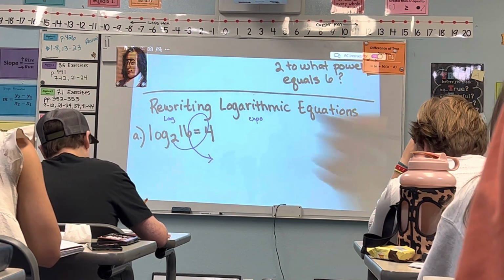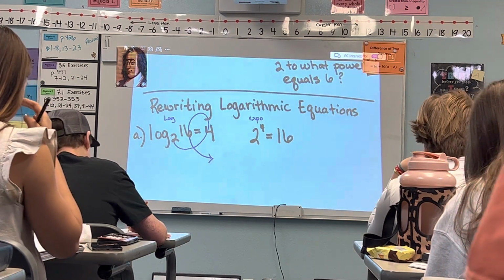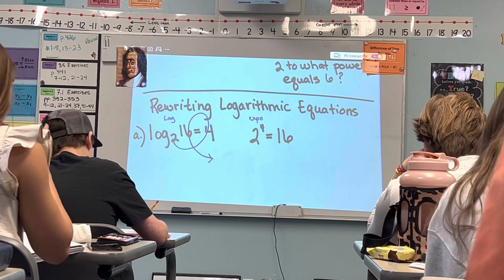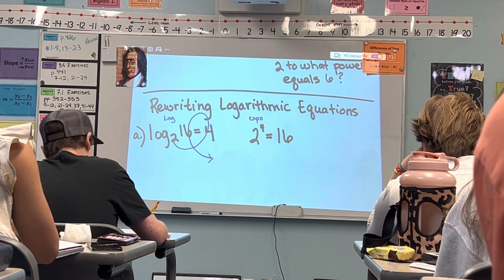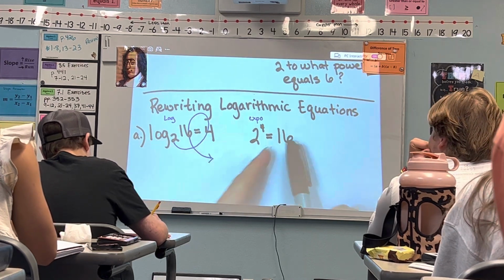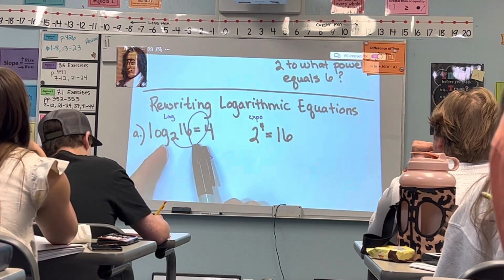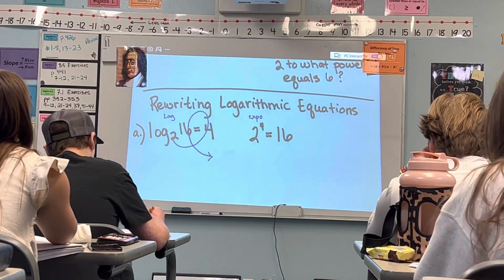That looks like an L. Don't complicate it. It will always be a loopy-loop. Yes, if you're going from logarithmic to exponential form, and it has to be the log first. If the number's first, then it's not that.